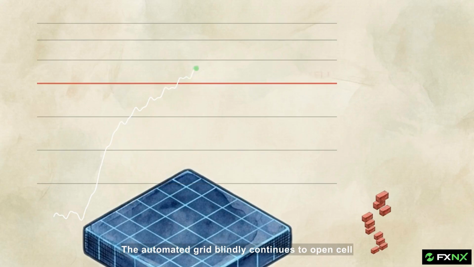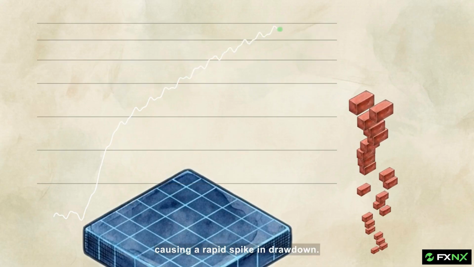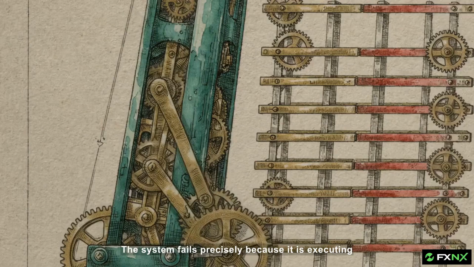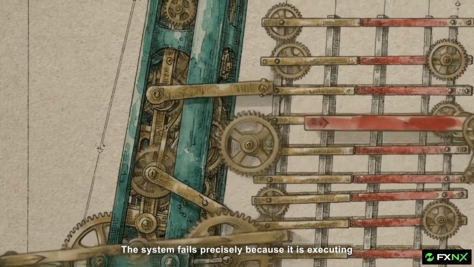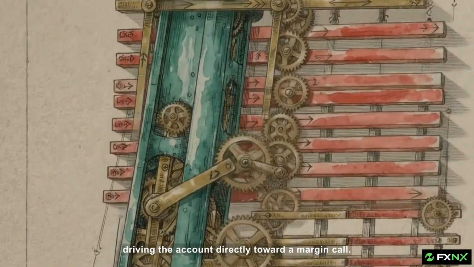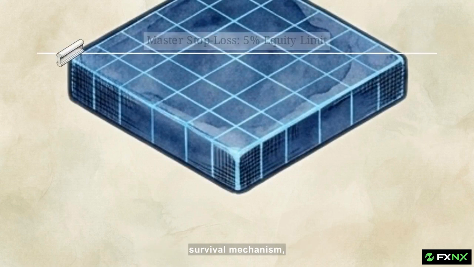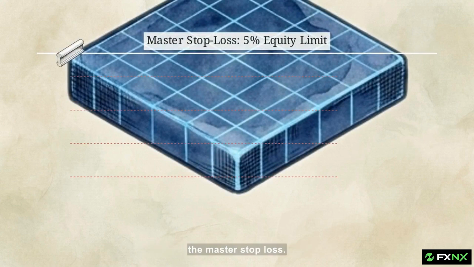The automated grid blindly continues to open sell orders against the trend, causing a rapid spike in drawdown. The system fails precisely because it is executing the exact code it was given, driving the account directly toward a margin call. This is where we introduce the only viable survival mechanism, the master stop loss.